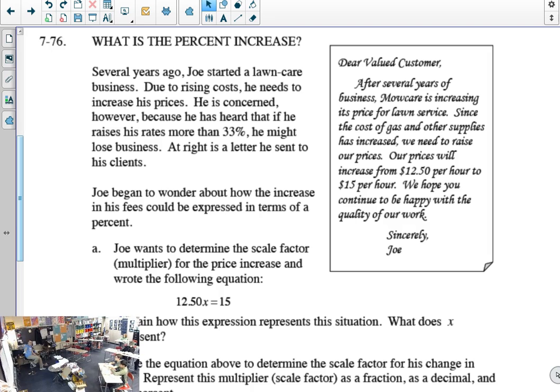When we look at 12.50 times x equals 15, what do we automatically know about x? 12.5 times something is going to get us to 15.